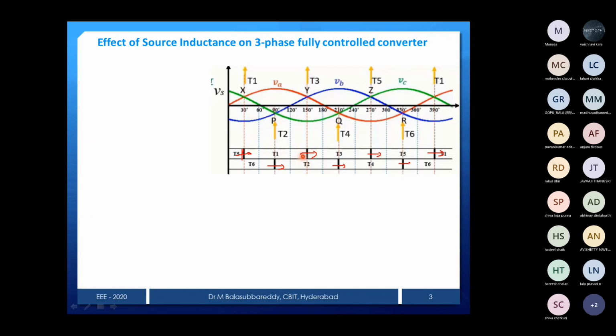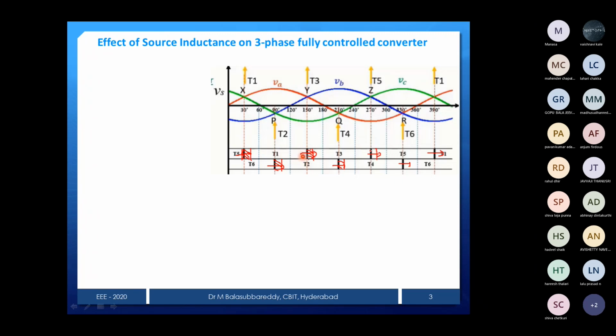In every instant, if I consider the source inductance, an overlap also comes into the picture. So in between, these devices should not turn off completely and should not turn on completely. That is why for some instant both devices are going to be fired. The duration is decided by the inductor value, the firing angle and so on. If the inductor is large, this gap will be more, meaning the overlap period will be more. Like this it will be.